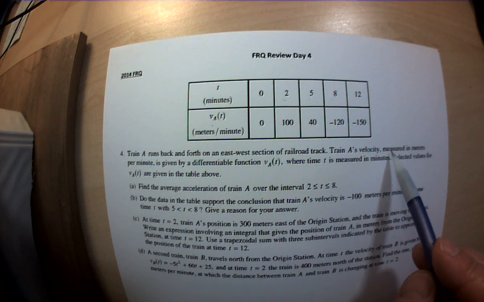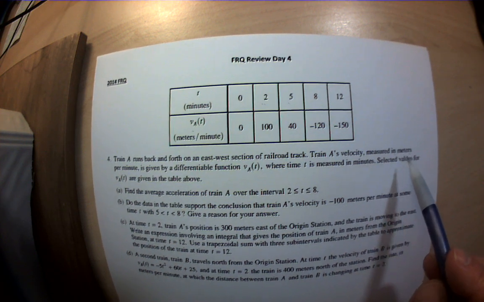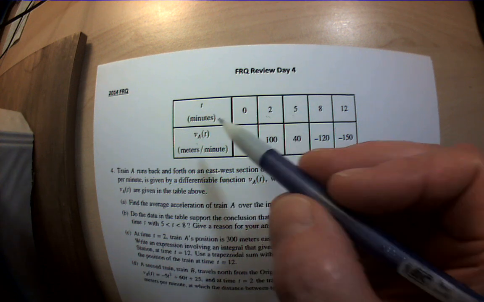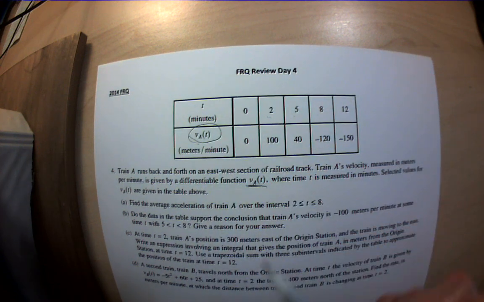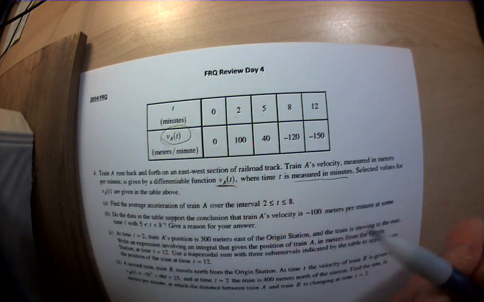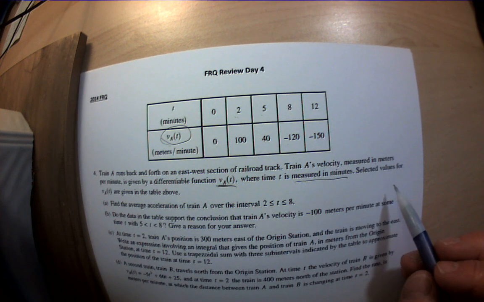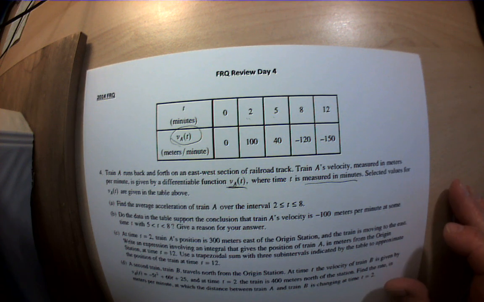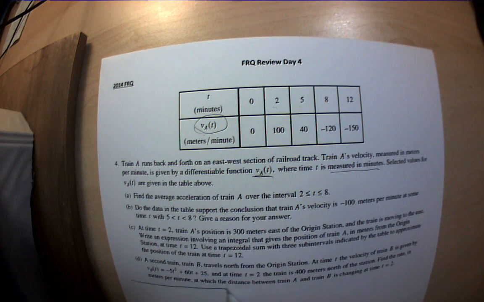Train A's velocity, measured in meters per minute, is given by a differentiable function VA of t. Okay, so they told me what that is. Time t is measured in minutes. Okay, that's nice because that's what's in the table. Selected values for VA of t are given in the table above. Okay, cool. All right, so what do you want?